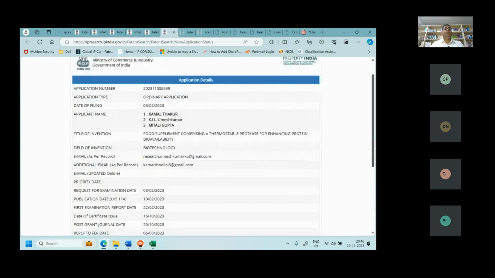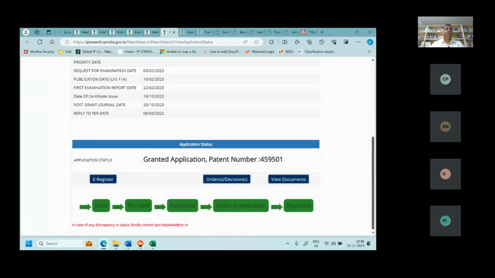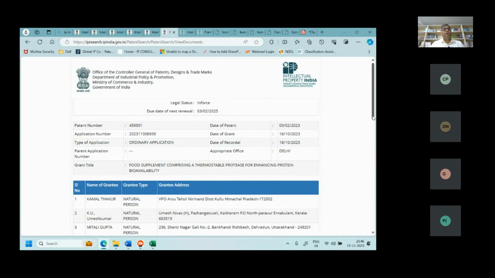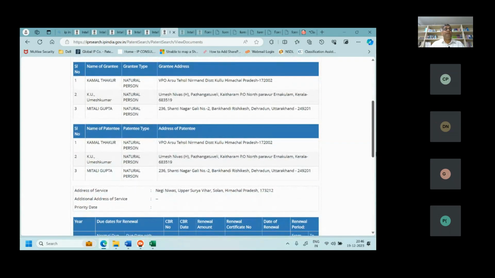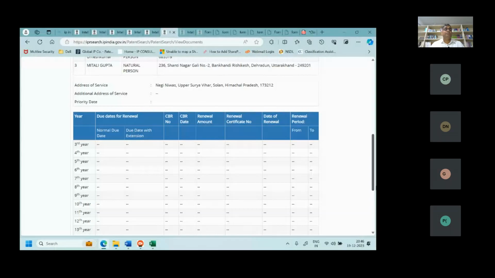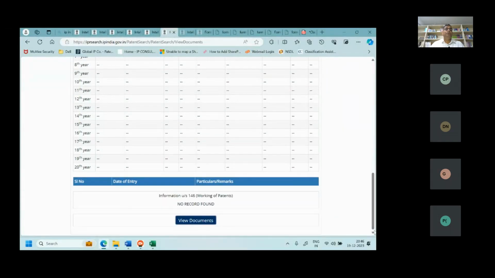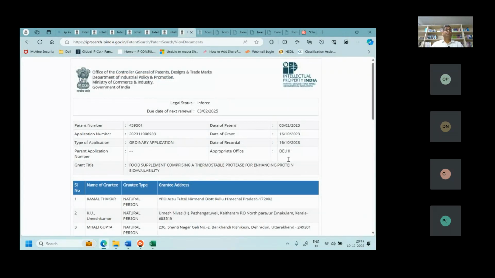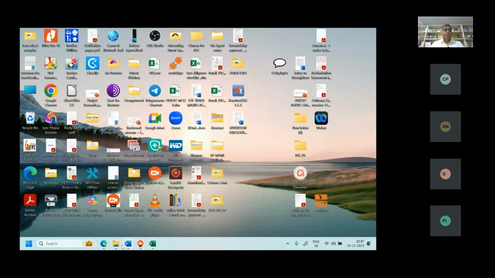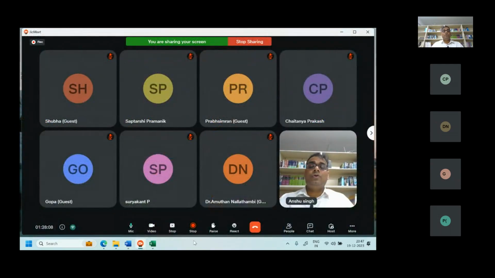This is a 2023 application, so obviously there will be no patent working yet. Right? Grantee, patentee, and then date of renewal and other things. This is the information under the section. Working of patent is also found. Fine. So all this is completed.